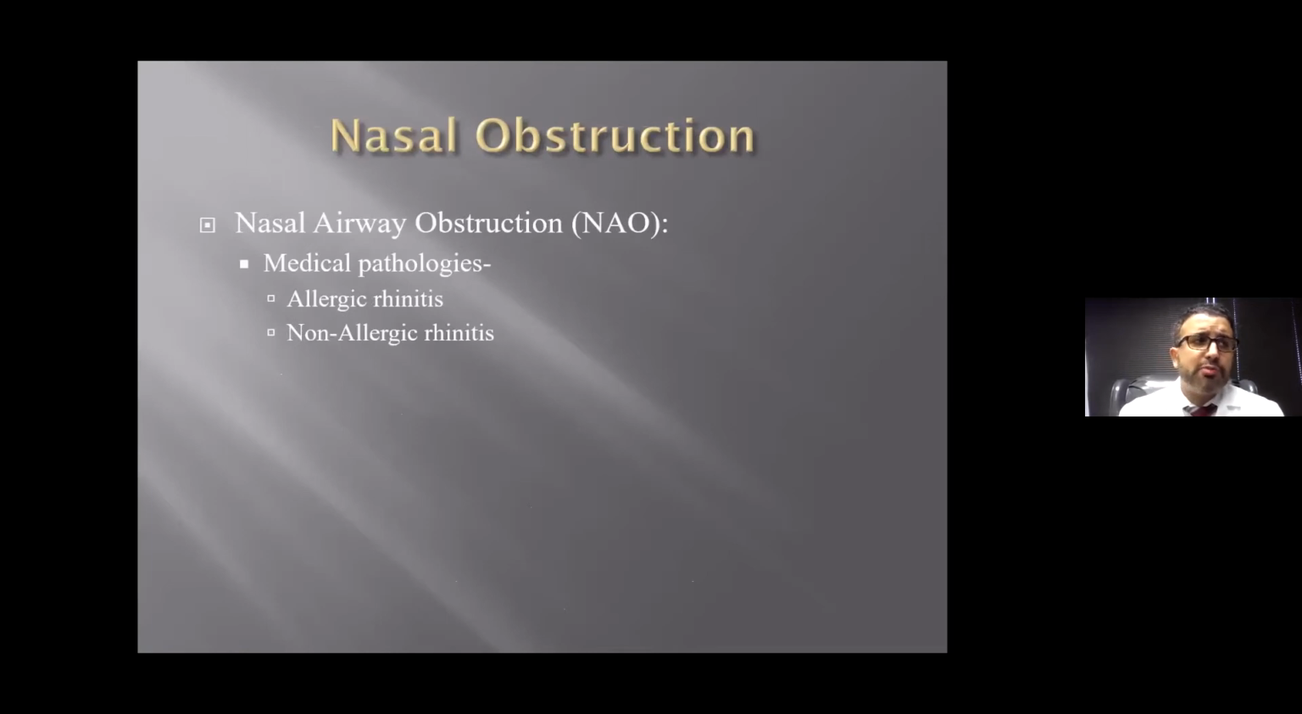Nasal airway obstruction is just people complaining that they have difficulty breathing. Typically, there are medical causes, and these are allergic rhinitis, that's the common allergy, and then non-allergic rhinitis. Allergic rhinitis is due to allergens such as dust mites, weeds, or ragweed, essentially any allergen or pollen that can go in the nose and lead to swelling and blockage of the airway.